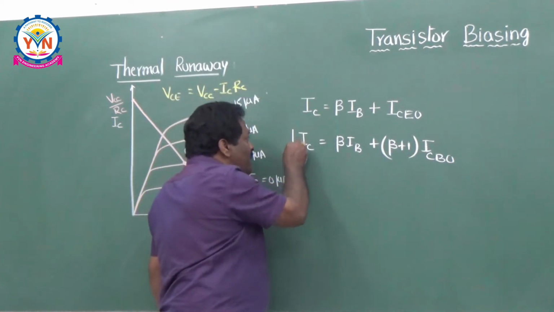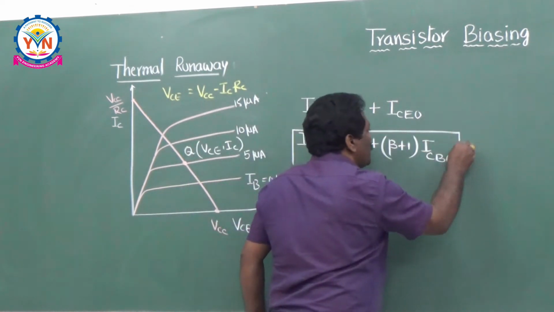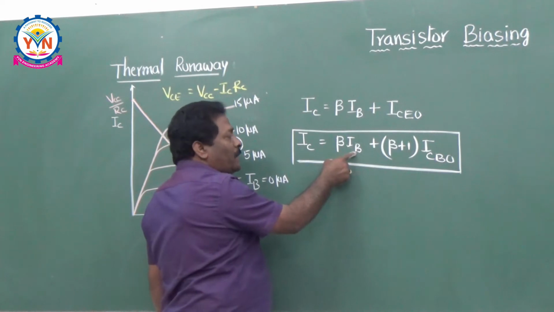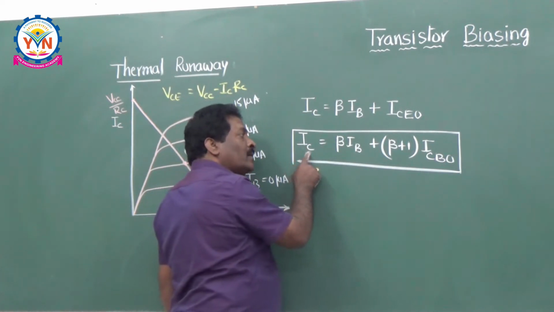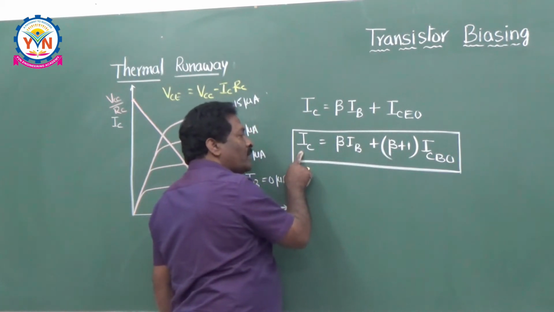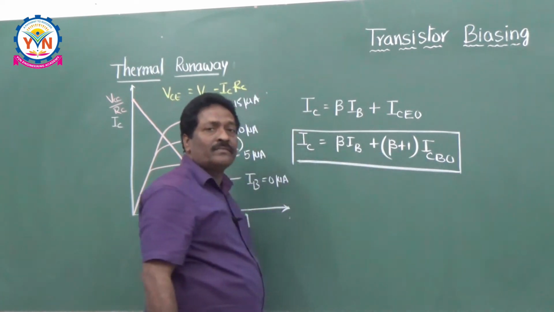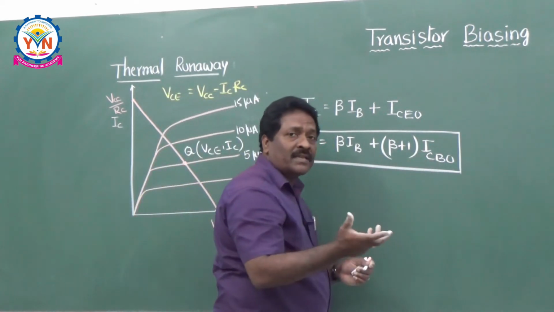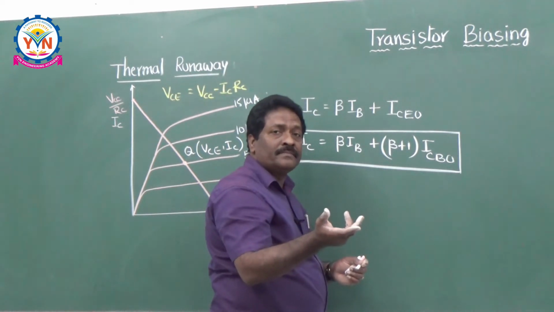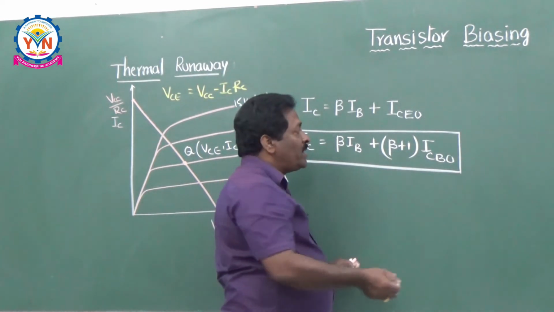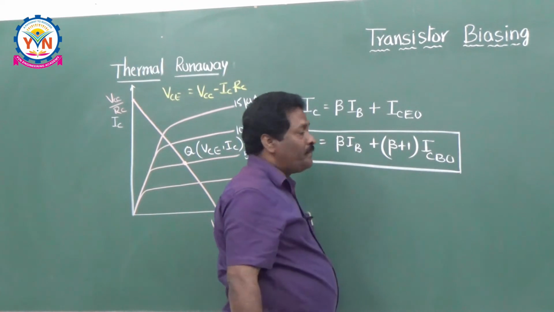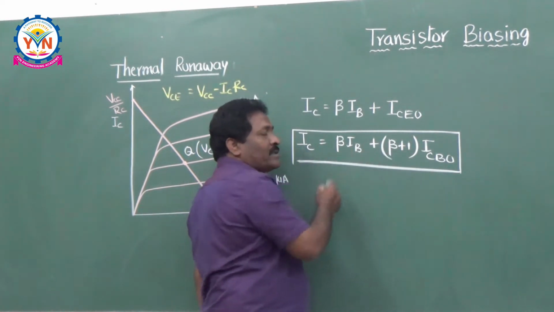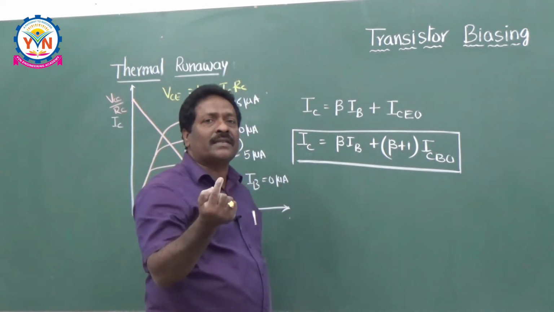So this is the basic equation for your IC. Clearly, this equation tells us it does not only depend on IB, it also depends on your beta and on the reverse saturation current. The reverse saturation current ICBO is a function of temperature. Just like in diodes, here also there is a temperature dependence. And your collector current also depends on your beta. Beta means the gain of a transistor.